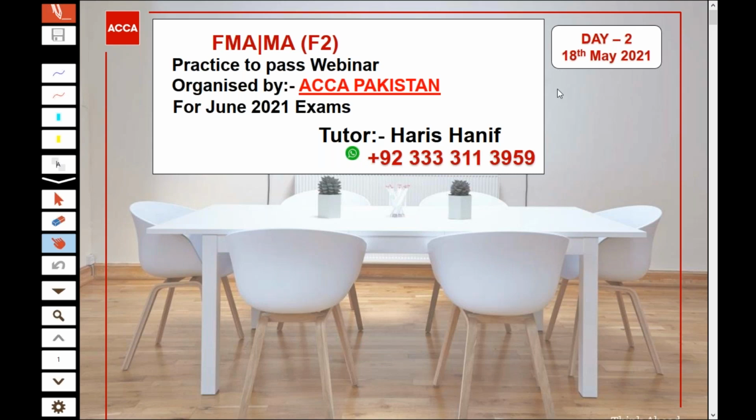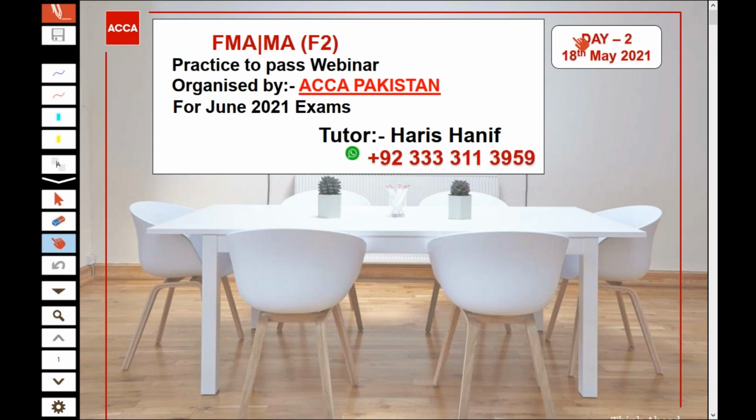Okay, so as I told you yesterday, the agenda of day 2 is project appraisal. In day 1, we had covered budgeting, and in day 2 the agenda is project appraisal. So I'm now going to start the topic of project appraisal.